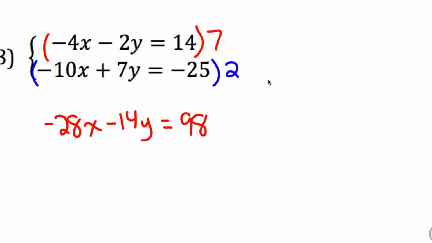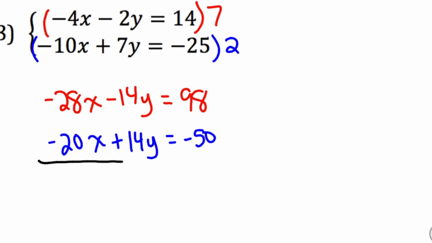Bottom equation, multiply 2 through. 2 times negative 10 is negative 20x. 2 times 7y is 14y. That's what we wanted. Same number in front of the same variable with different signs. So we know the y's will cancel. Equals 2 times negative 25 is negative 50.